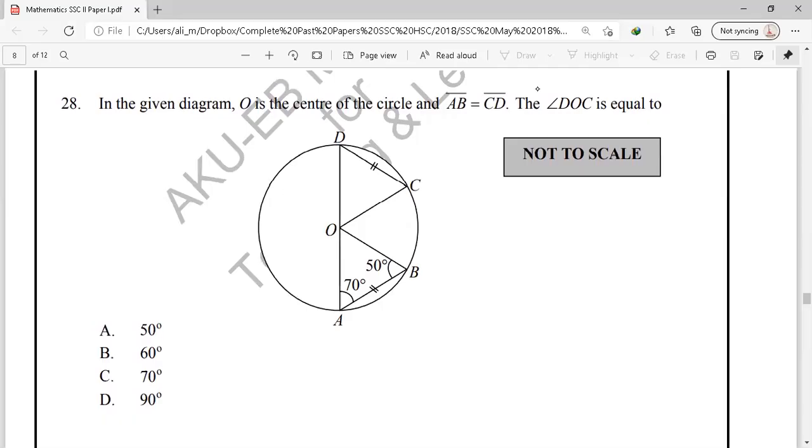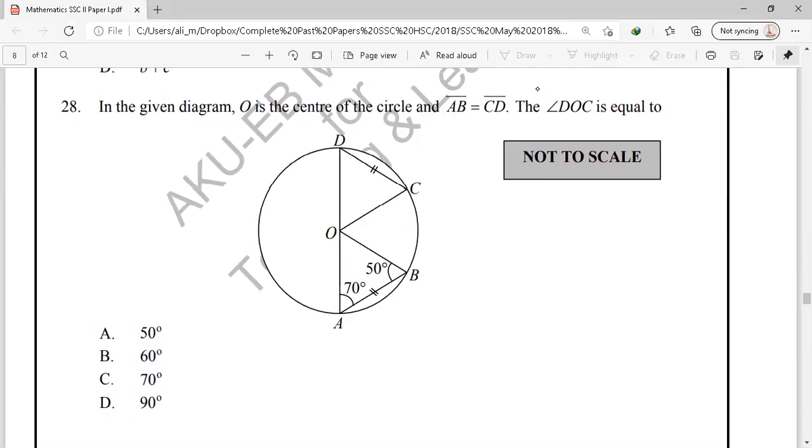Let's see question number 28. In question number 28, a diagram is given, and O is the center of the circle, while AB and CD are two chords that are equal. So these two chords are equal, and we have to find the angle DOC. DOC is this angle.